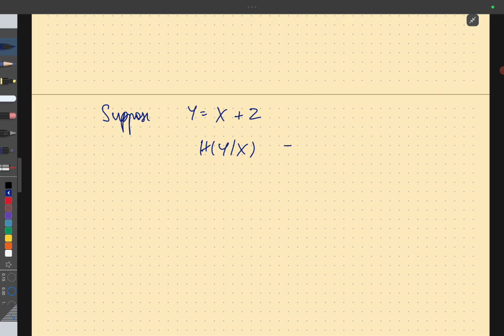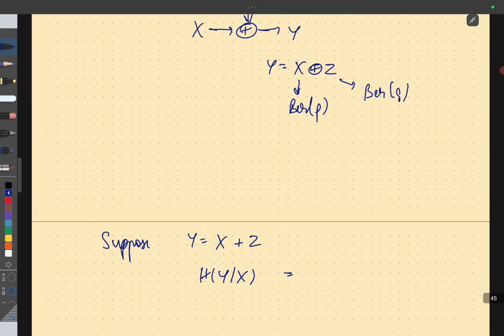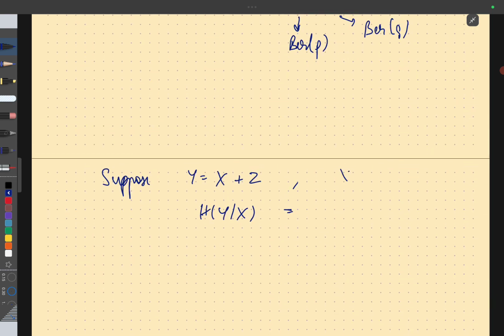I claim that h of y given x is independent of the distribution of x. Okay, another assumption is that x and z are independent. That's another assumption I will make. So this models a general family of additive noise channels. You can think of x as the signal, z as some form of noise, and you want to know what is the amount of uncertainty in y, given that somebody tells you what x is. So intuitively, this should be equal to the entropy of Z, right?